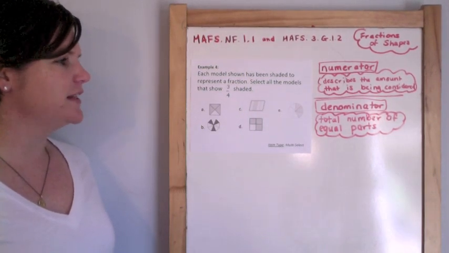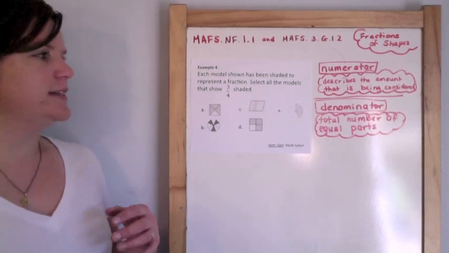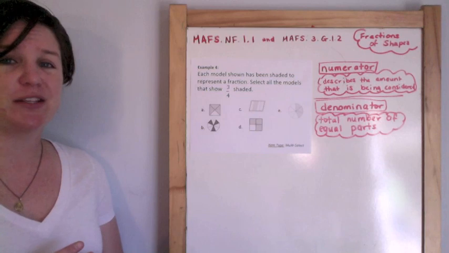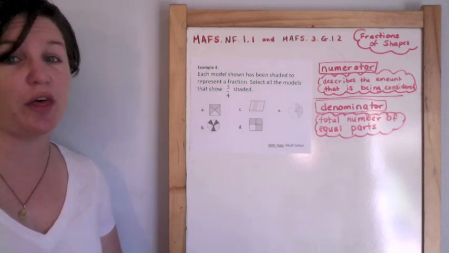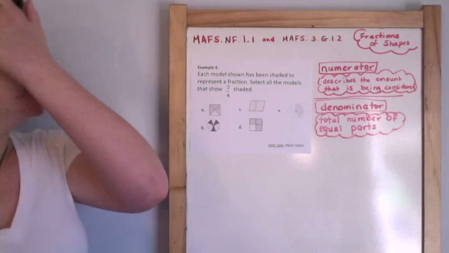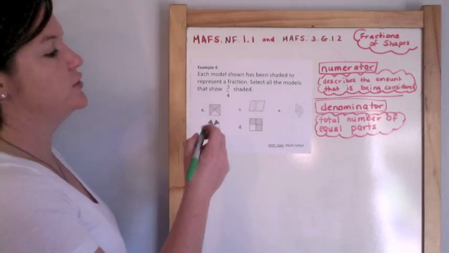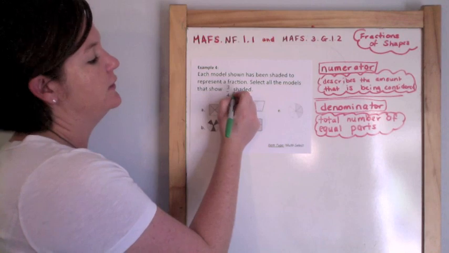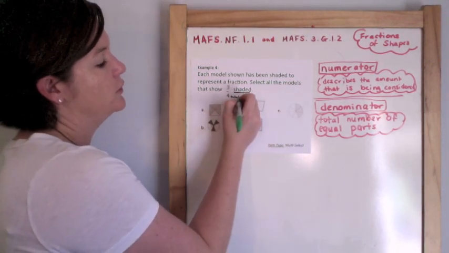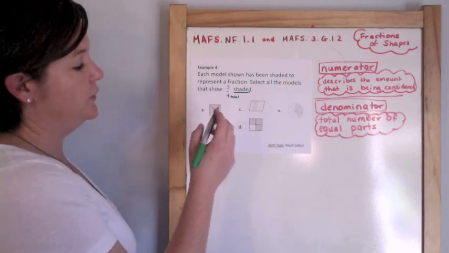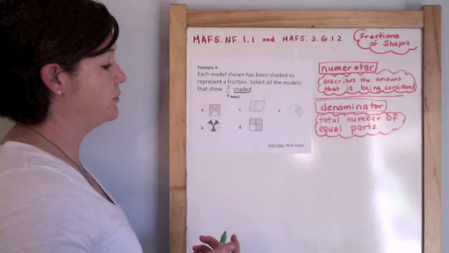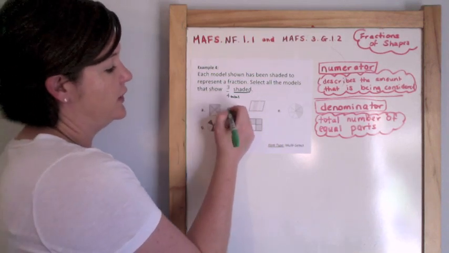This is a multi-select question. It says each model shown has been shaded to represent a fraction. Select all the models that show that 3/4 is shaded. So 3 is what I'm considering. That would be how many are shaded out of 4 total. So I'm going to just do all the fractions for each of them and then select the ones that are 3/4.